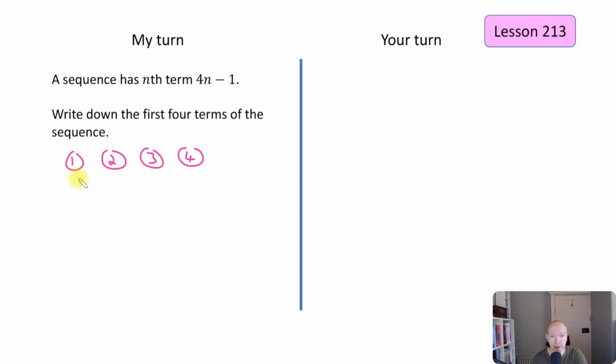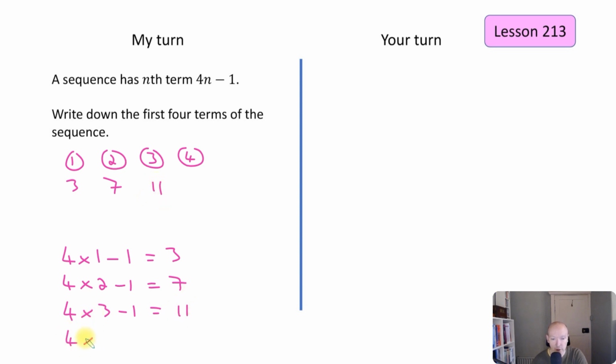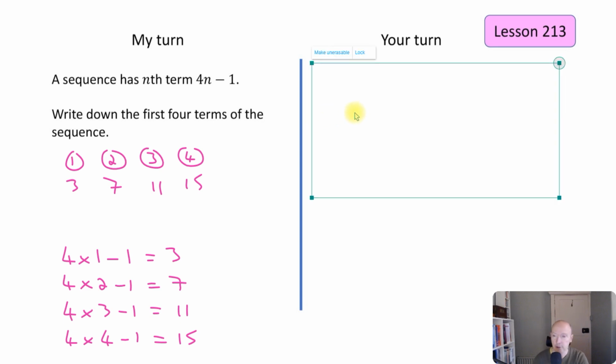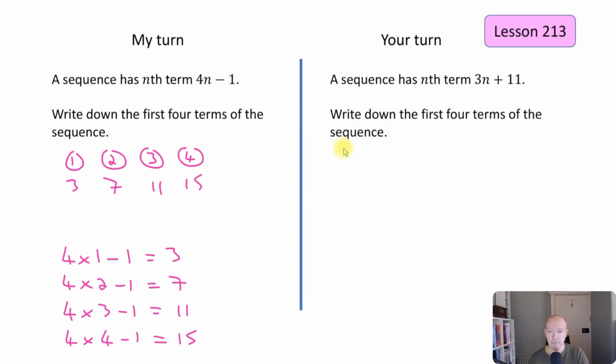So to find the first number, that will be 4 times 1, take 1. That's going to be 3. Then replace n with 2, so that's 4 times 2, take 1. That's going to be 7. Then 4 times 3, take 1. That's going to be 11. And then 4 times 4, take 1 is going to be 15. That's it, done. Right, want to try yourself? So again, pause the video and try that now.